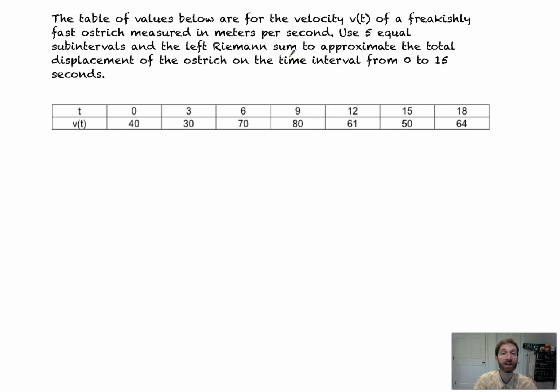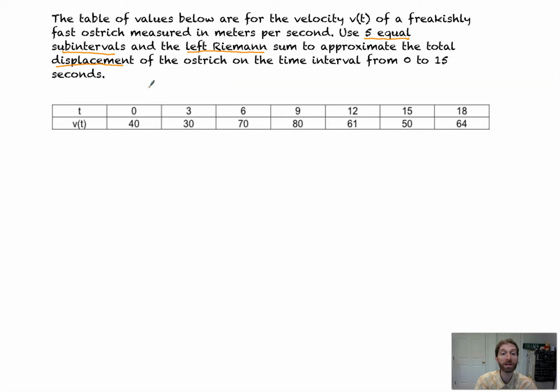And we're going to do this in several different ways, all with the same prompt. The table of values below are for the velocity v of t of a freakishly fast ostrich, measured in meters per second. Use 5 equal, so I'm going to underline that, 5 equal subintervals and a left Riemann sum to approximate the total displacement of the ostrich on the time interval from 0 to 15. So that ostrich is running back and forth, imagine on a straight track.